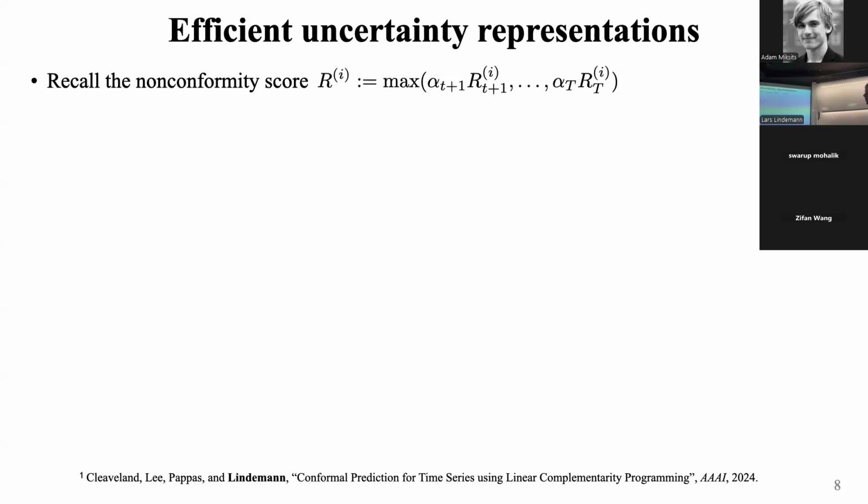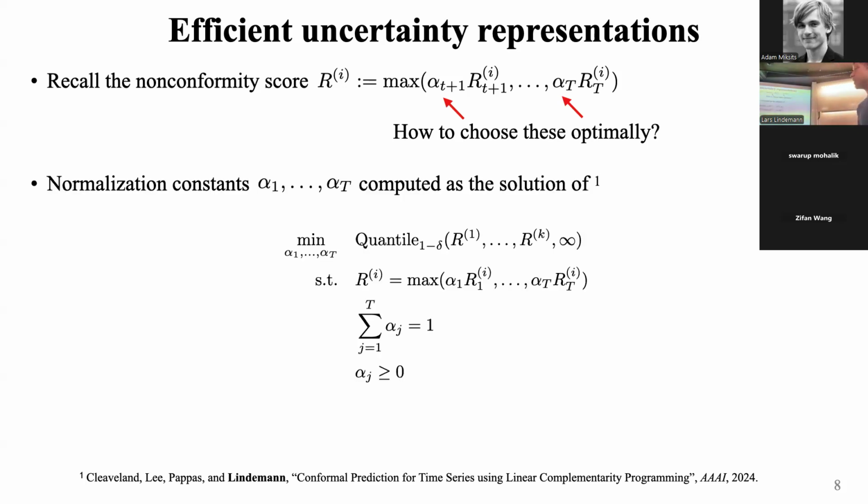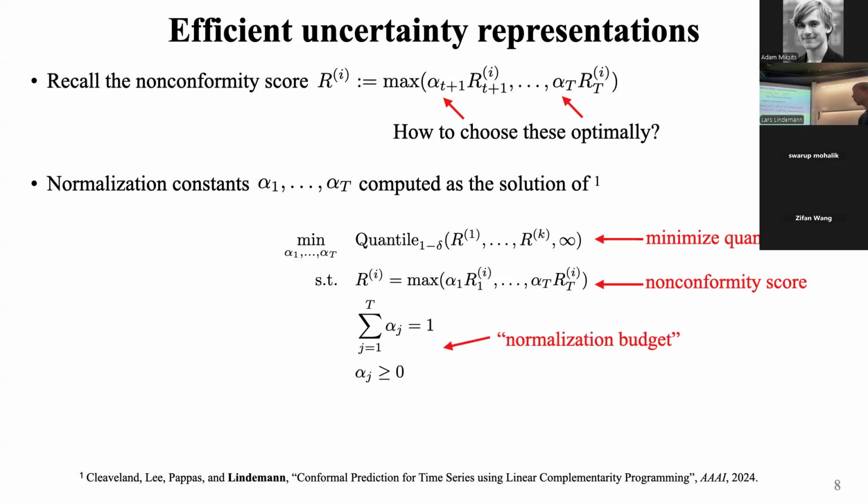One thing I haven't told you about is how we actually compute these normalization constants. How can we choose them optimally, so that we get these tight regions? We do this by solving an optimization problem. We want to find these alphas as the solution of an optimization problem, where we first enforce that our max nonconformity score holds over our data, where we minimize the 1 minus delta quantile over this max nonconformity score, and where we enforce some normalization budget. By this, we avoid trivial solutions, for instance alpha being 0. So we need to do some trick there.